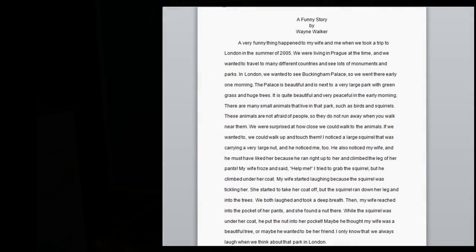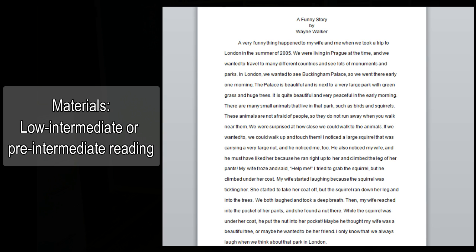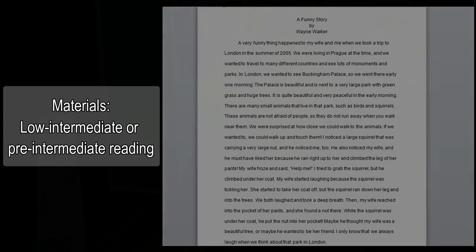So let's look at an example of me teaching this way in front of a classroom. For this example, I'm using a text that I wrote. It's a funny story, a true story about me and my wife. This would be for a pre-intermediate or low intermediate class. A class that's been practicing the past simple, and this is reading input for a writing lesson.